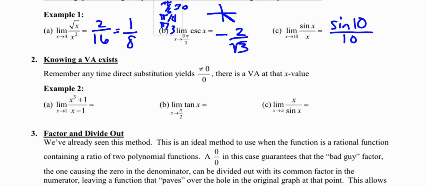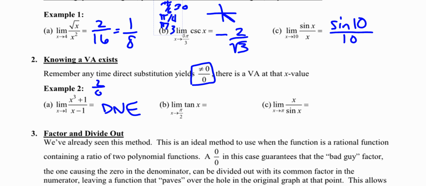With this, if you just plug in 1, you're going to get 2 over 0, so you know that there's no hole there, okay? Because if it was 0 over 0, there would be a hole. We have to do some stuff. But that doesn't give us a number. However, we know that there's a vertical asymptote, so we know that this does not exist, okay?